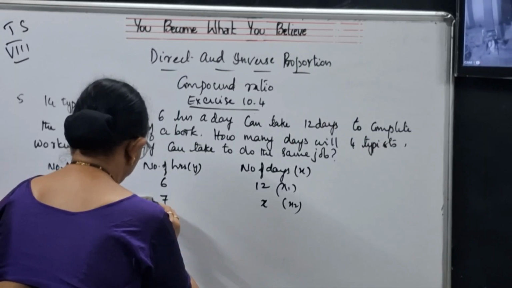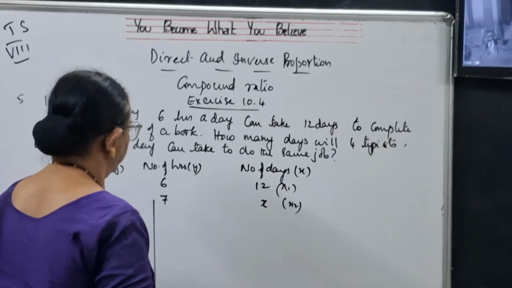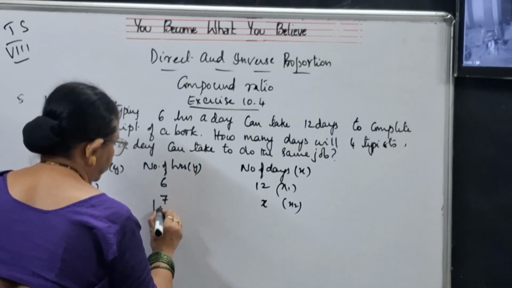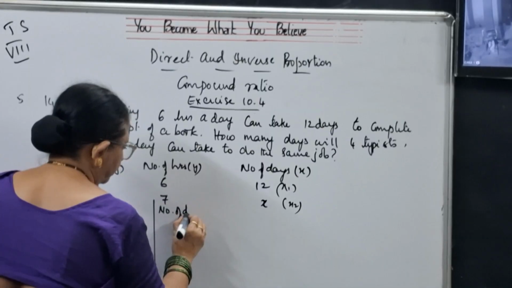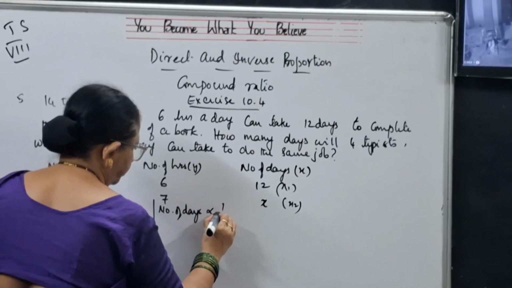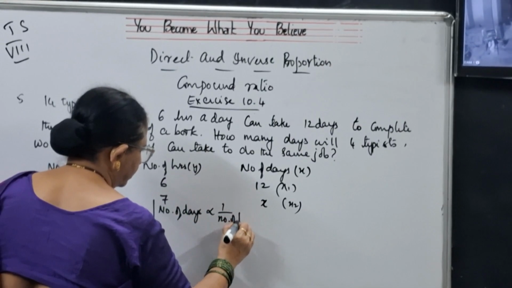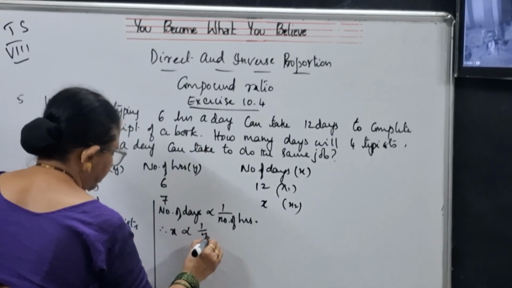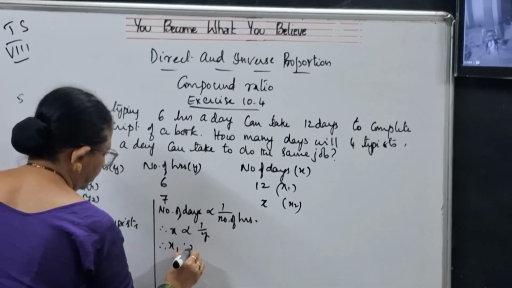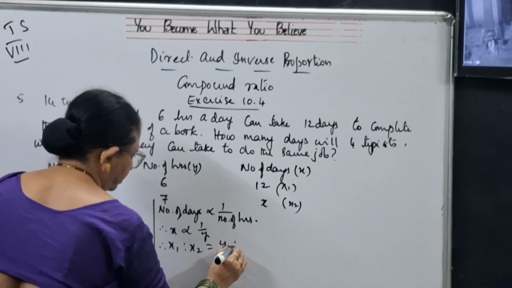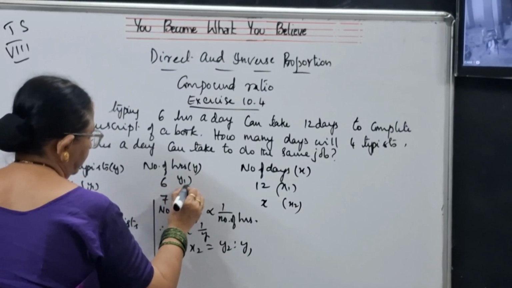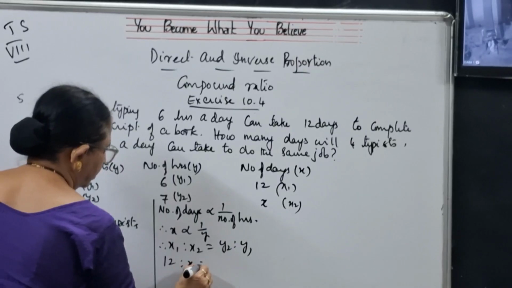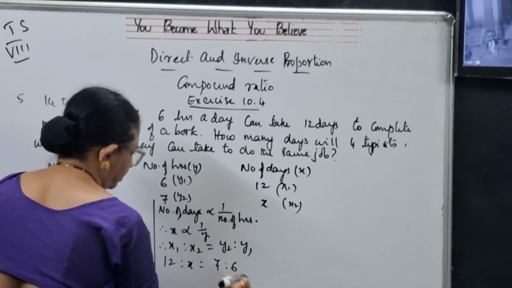Next, number of days and working hours. If working hours increases, days will decrease. So number of days is inversely proportional to number of hours. That means X is inversely proportional to Y. So X1 is to X2 is equal to Y2 is to Y1. So this is Y1, this is Y2. So 12 is to X is equal to 7 is to 6.